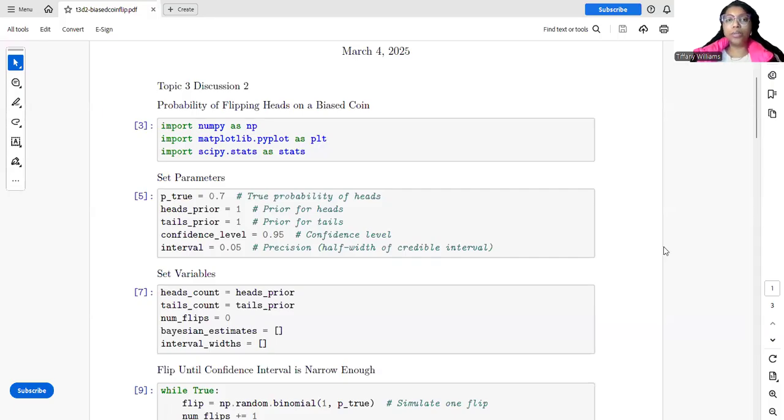Hello. So today we will talk about the probability of flipping heads on a biased coin.